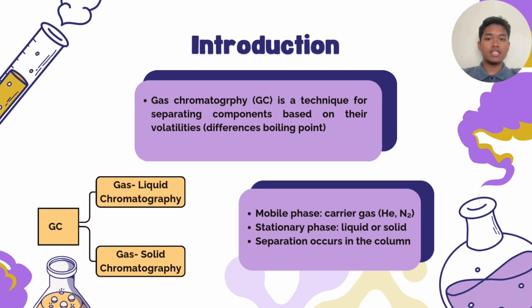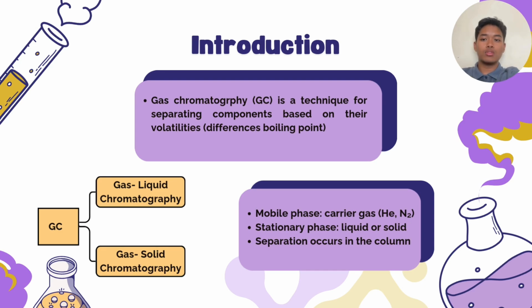The mobile phase is a liquid or a gas that carries a sample through a solid stationary phase. As the sample in the mobile phase passes through the stationary phase, the compounds in the mixture will separate because of the difference in their affinities for the stationary phase and the difference in their solubilities in the mobile phase.